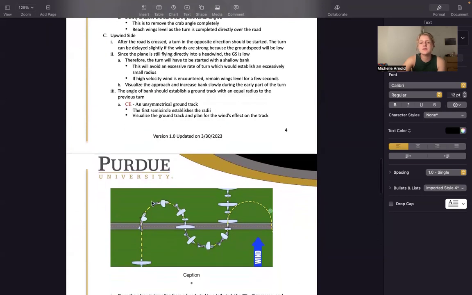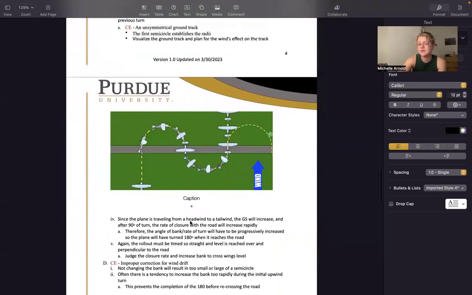Yeah, so the first semicircle establishes the radius. So on the second semicircle, you're working to get the same radius as the first semicircle.